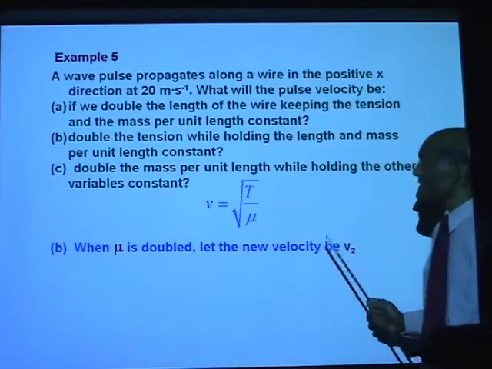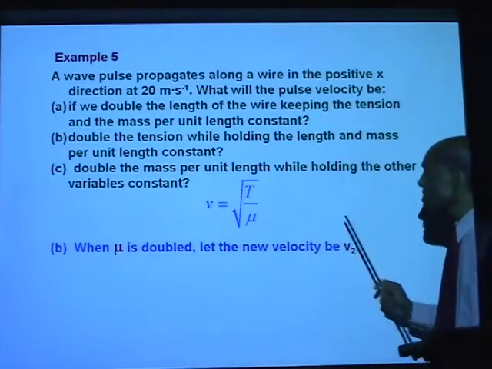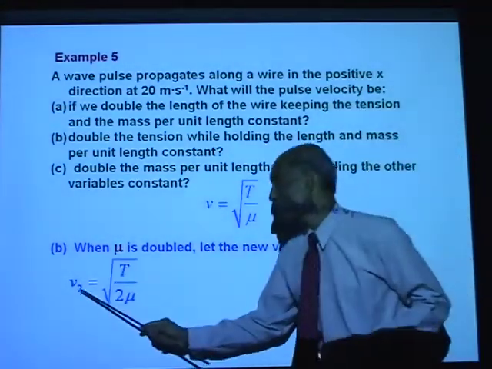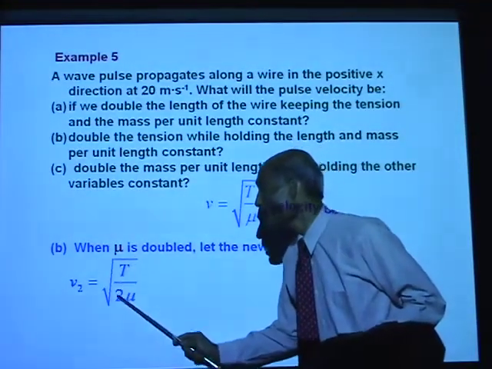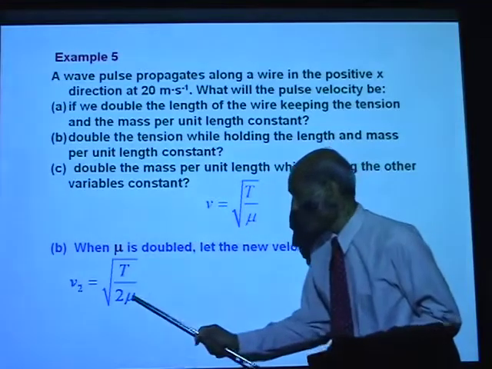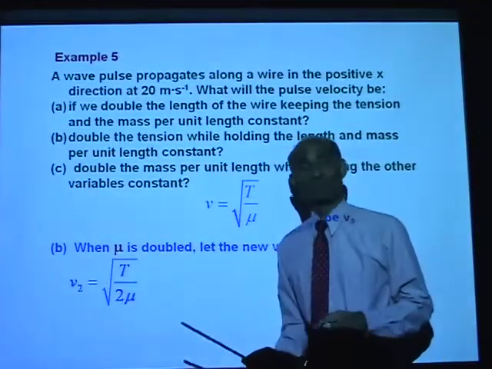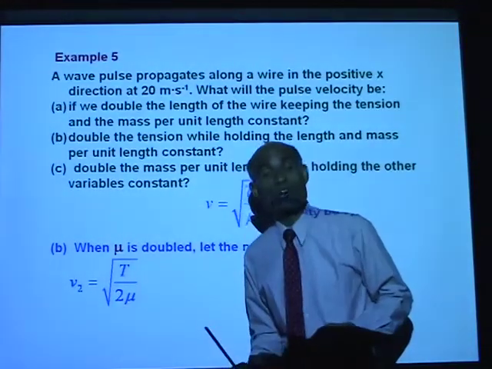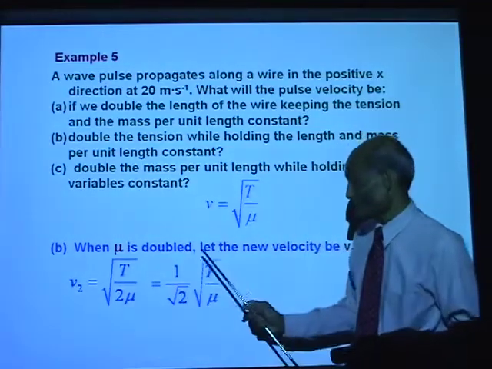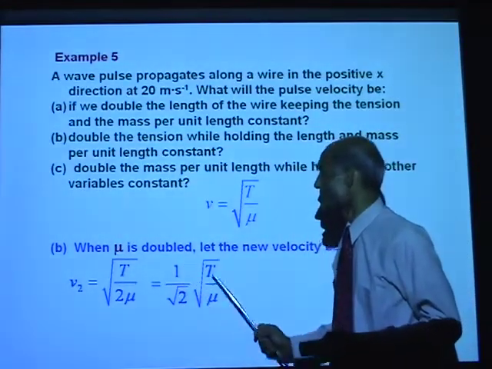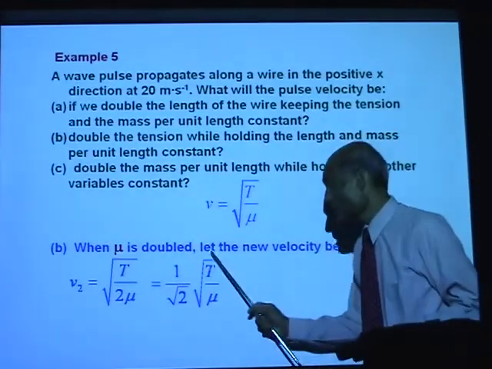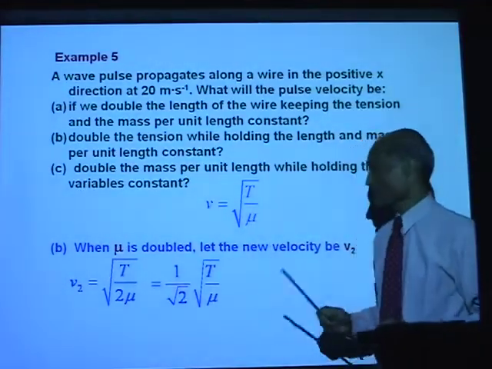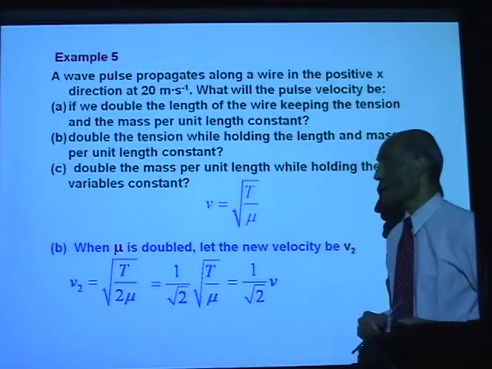Alright, what happens if you double the mass per unit length? We will make the same assumption. Let the new velocity be v2 when the mass per unit length is doubled. So, I have then v2 equals square root of T over 2 mu. You see, mu is doubled. Tell me, how would I simplify this? I will again take that 2 out, but then that square root 2 is going to be on the denominator. Look at this. It'll be 1 over square root 2 times square root T over mu. And what can I replace square root T over mu with now? Equal to v. So that will be 1 over square root 2 times v.